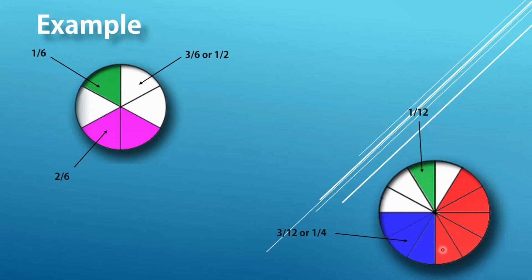Now if we consider this red, how many pieces do we have? 1, 2, 3, 4, 5, so 5 by 12. We cannot divide it, so it is 5 by 12. Okay, so this is an example of how we can write fractions. I hope now you get an idea of how to write a fraction and what the concept is. Now we'll move to the next topic.